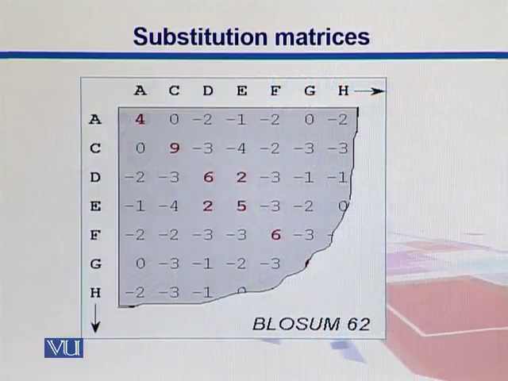So let's look into this BLOSUM 62. Why 62? Because the similarity score is above 62%. So the clusters are highly related. Their similarity is no less than 62%. It can be equal to or it can be greater.